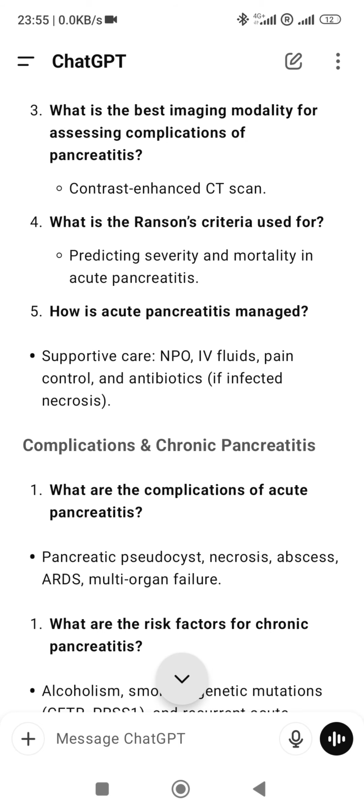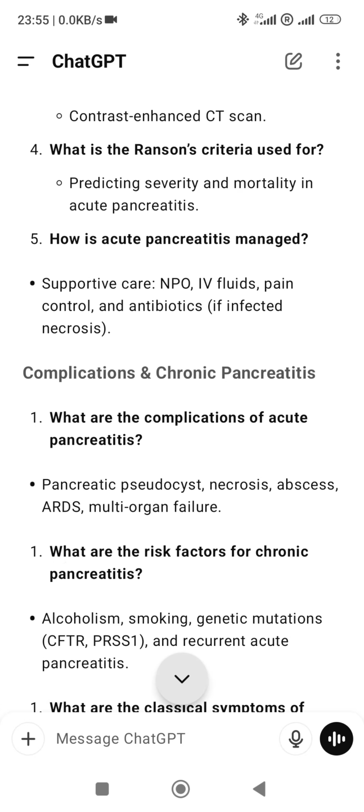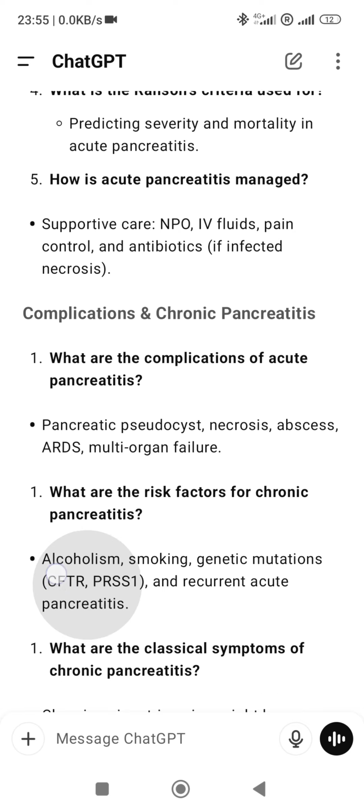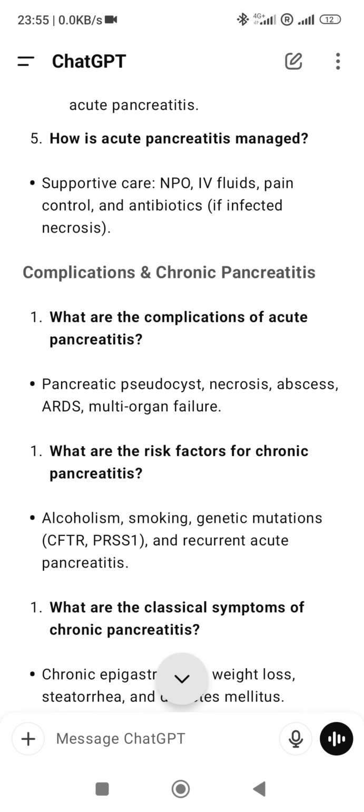Now we have Viva on complications and chronic pancreatitis. What are the complications of acute pancreatitis? Pancreatic pseudocyst, necrosis, abscess, ARDS, multi-organ failure. So complications of acute pancreatitis are pancreatic pseudocyst, necrosis, abscess, ARDS, and multi-organ failure.